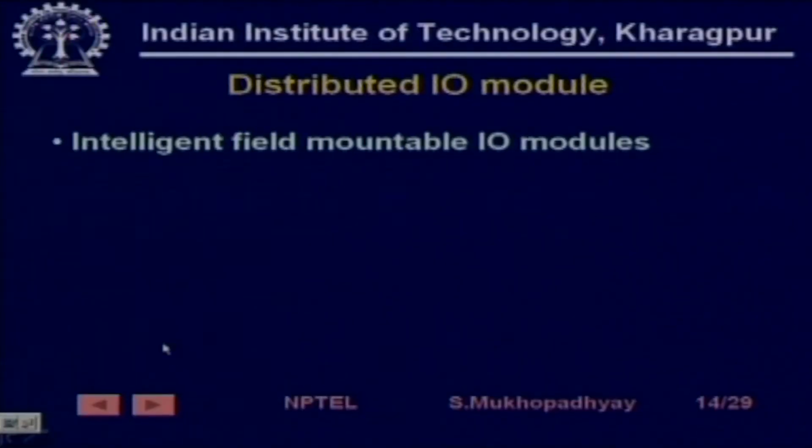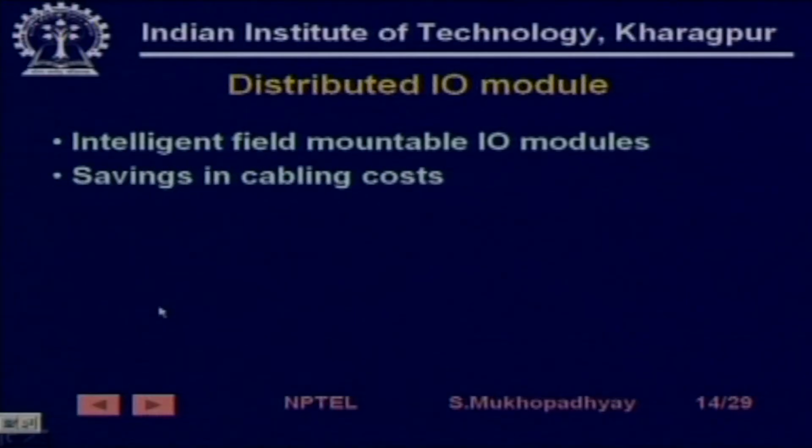Then you have a different kind of IO modules which are called distributed or sometimes called remote IO modules. These are intelligent field mountable IO devices. You put the IO module right there on the machine, and from there you draw a wire, or you connect it to a network, or you take an input output concentrator and connect several local distributed IOs, and then make one digital communication back to the PLC.